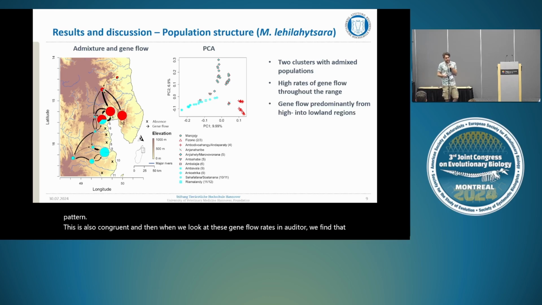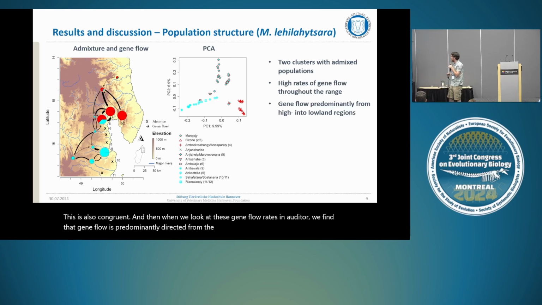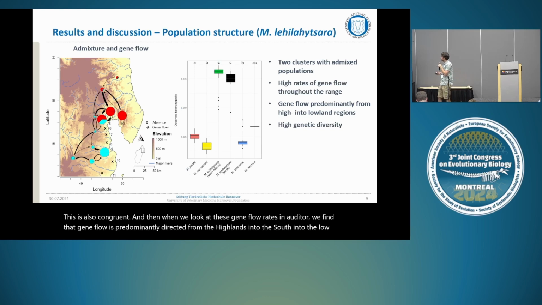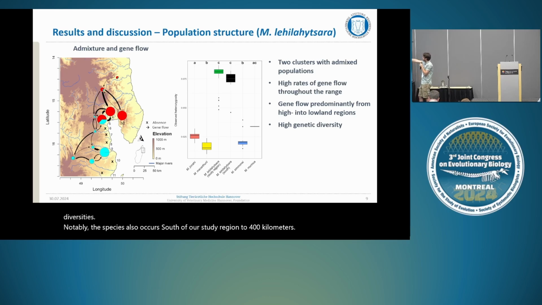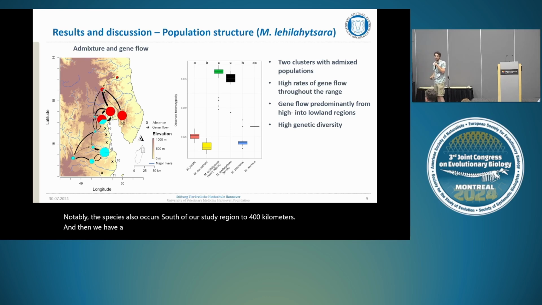gene flow is predominantly directed from the highlands into the south, into the lowland regions. And this is congruent with genetic diversity being much higher in this species. So this is the green plot here. And all other species in red, blue, and yellow have much lower genetic diversities. And notably, this species also occurs south of our study region, up to 400 kilometers. And there we have in black similarly high genetic diversity. So this connectivity really seems to be homogeneous across the entire range of this species.